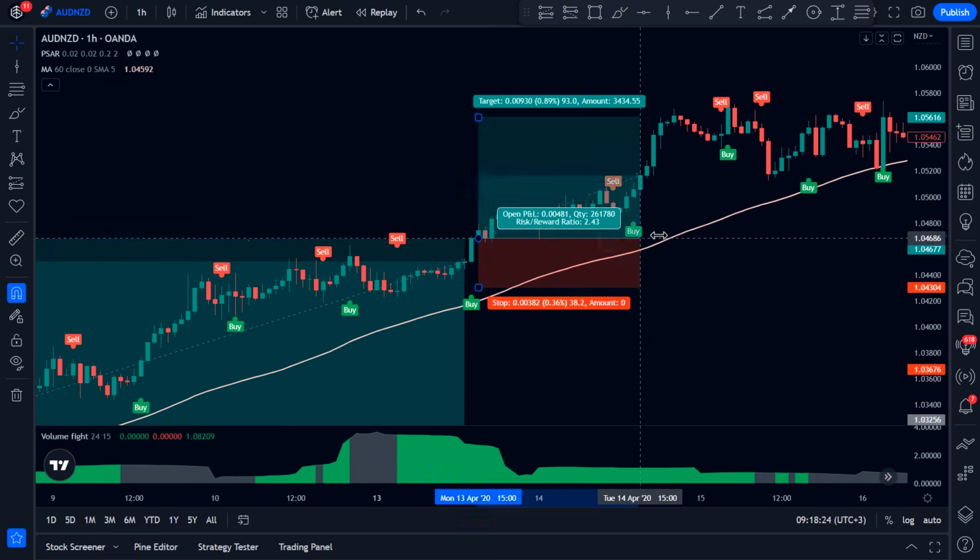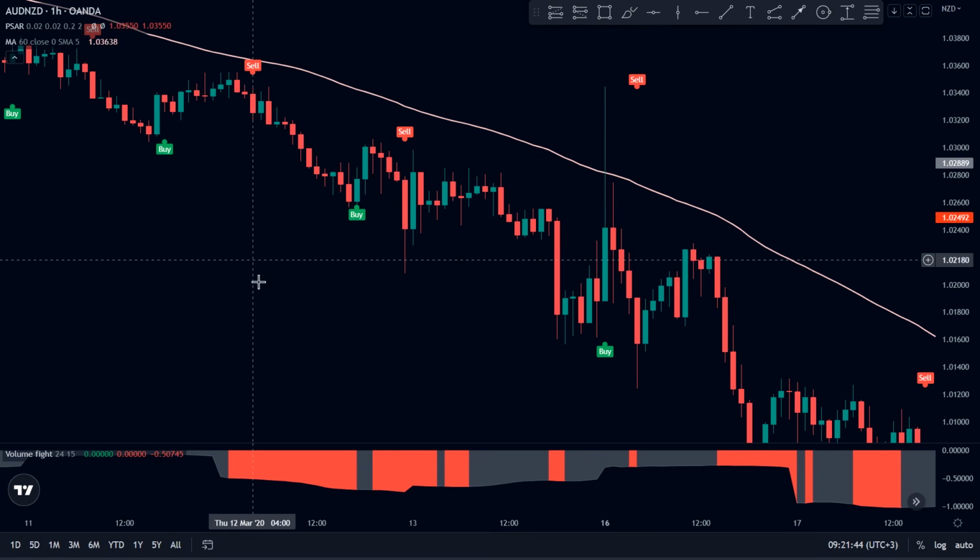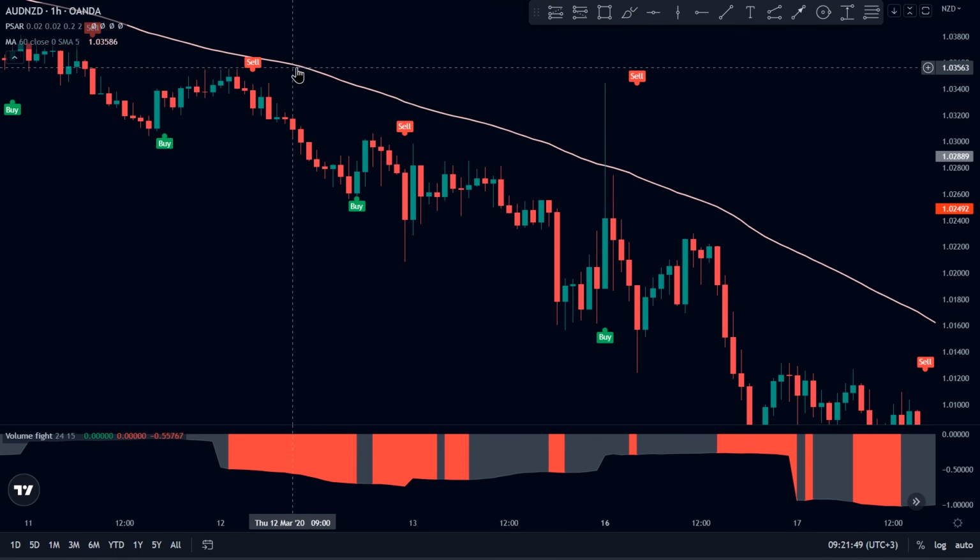For short trades, we're just going to reverse all the conditions. The price must be trading below the moving average. The parabolic SAR indicator should print a sell signal, and then the volume fight indicator should be colored red and also be below the zero line.